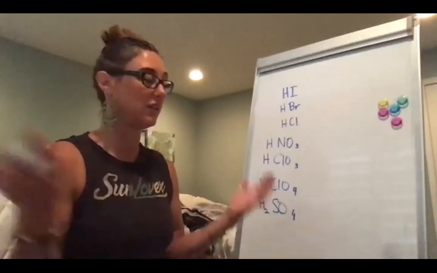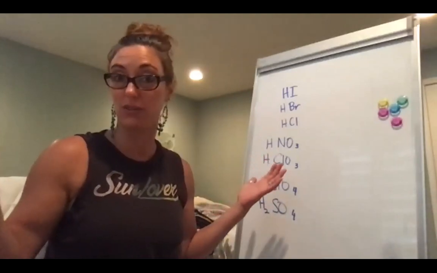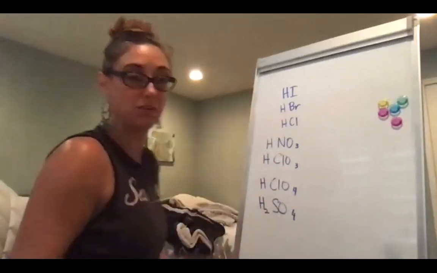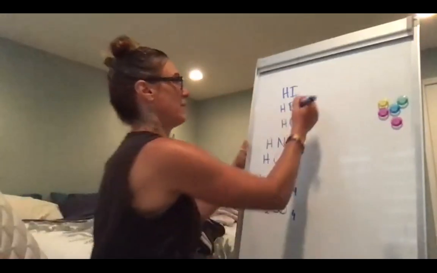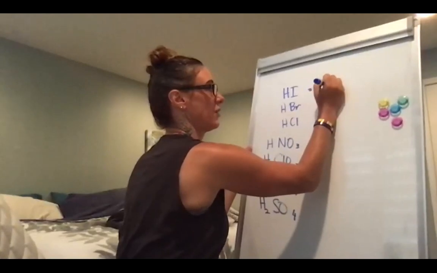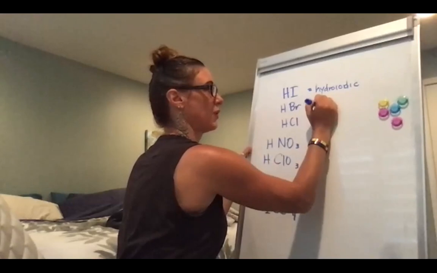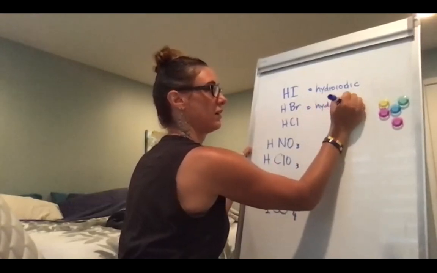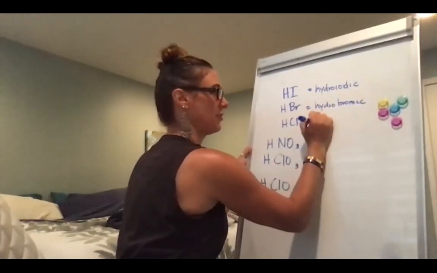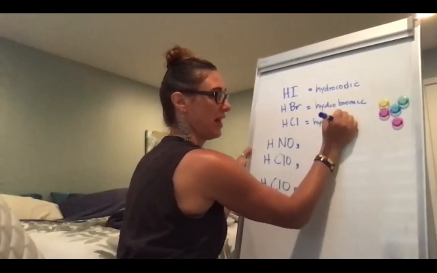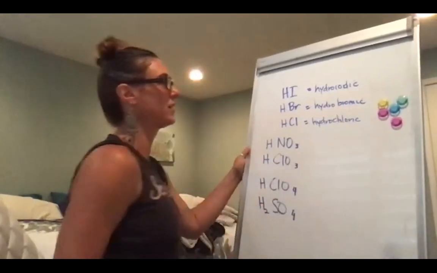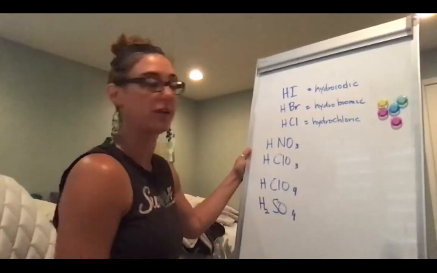Everything else is weak, and then if I ask you if it's strong or weak, you just know, okay? Because you've already memorized it. So again, this is hydroiodic acid, right? This is hydrobromic acid. This is hydrochloric acid. Notice they all have a prefix hydro because they're just binary. They're just hydrogen and one other element.